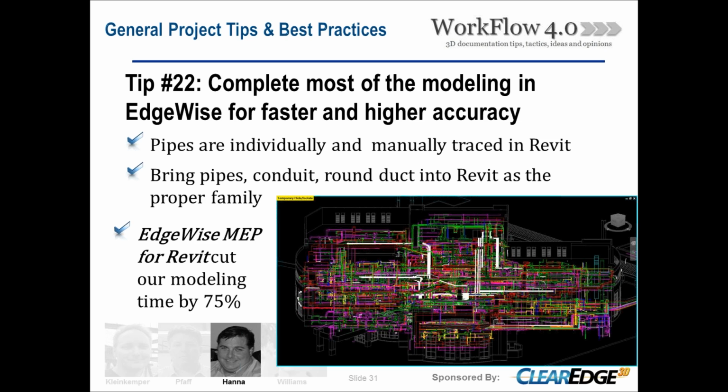So we're doing the majority of our pipe modeling using tools like Edgewise. As we showed you, the visualization tools are there. The speed and the auto feature extraction is there. We're bringing the pipes, conduits, and ducts right into Revit as Revit families, and we're not having to individually, manually trace pipes inside of the Revit environment. So when you're doing large projects in particular, we're seeing significant time savings in modeling time, by upwards of 75%.